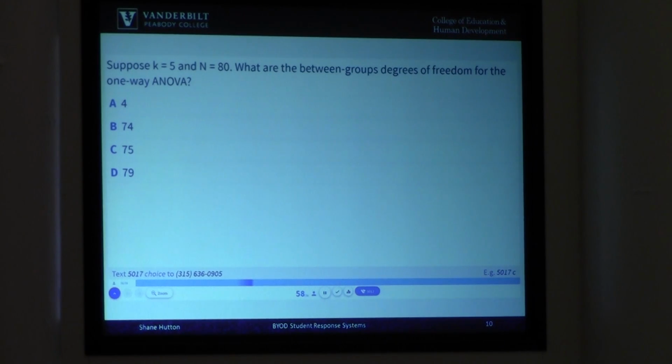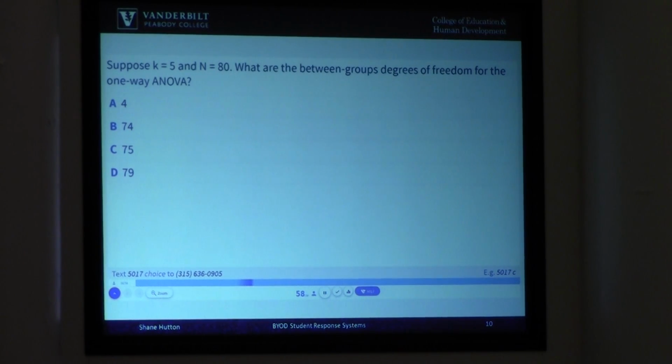So this is an example of just computing degrees of freedom for a one-way ANOVA. And so I would ask my students this question. They would see this on their phone, their app on their phone, or on their laptop if they're logged into the Top Hat website.